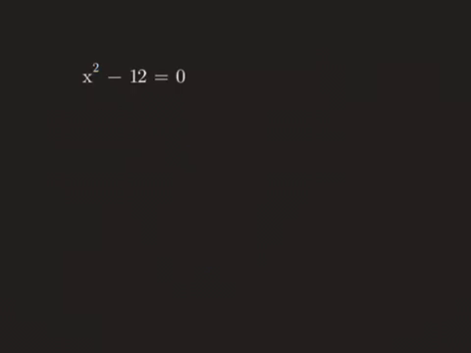Okay, so here's our first example of using the square root property. You can see we have no b term. So the first thing we need to do is isolate x squared. We're going to go ahead and move the 12 over, so we have x squared is equal to 12. Now that x squared is isolated, we can go ahead and take the square root of both sides. That gives us x is equal to the positive or negative square root of 12.